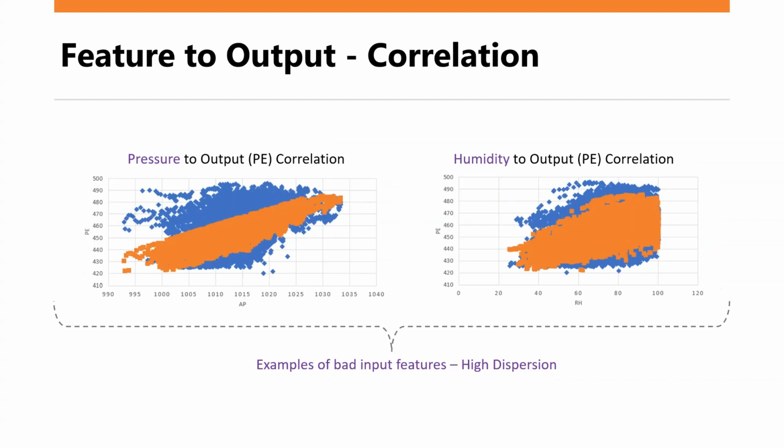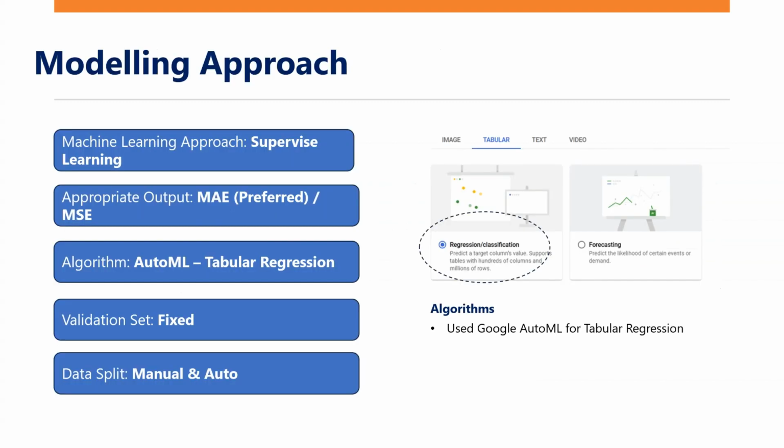There are two other input features also provided as a part of the dataset. There is pressure, which is AP, ambient pressure, and humidity, which is RH, relative humidity. If you look at this, there is a high level of dispersion between the input and the output. So these are bad examples of input features if you really want to build a model with a lower error rate, which we will see measured in terms of MAE or MSE.